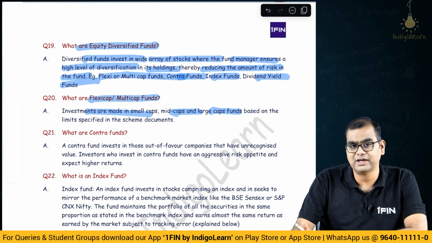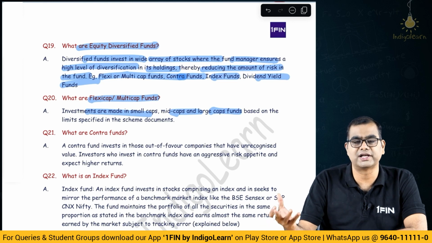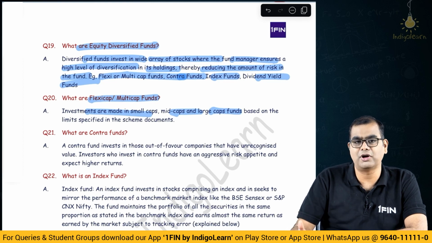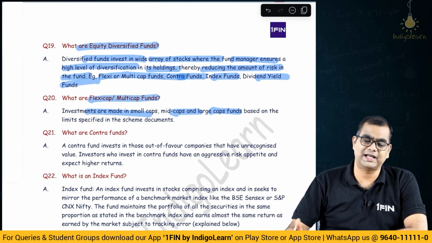So you have three kinds of stocks: small cap, mid cap and large cap. Large cap means which has large capitalization. So huge company like HDFC, Infosys, TCS. Mid cap means something which has slightly lower, probably around 8,000 crores, 10,000 crores. Small cap is probably 1,000 crores, 1,500, 2,000 crores.